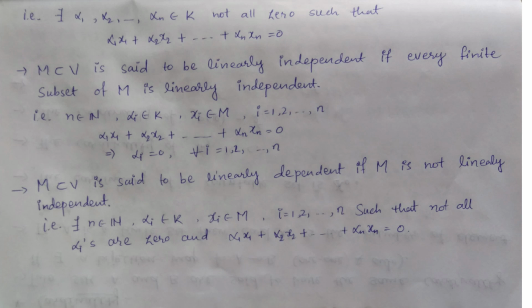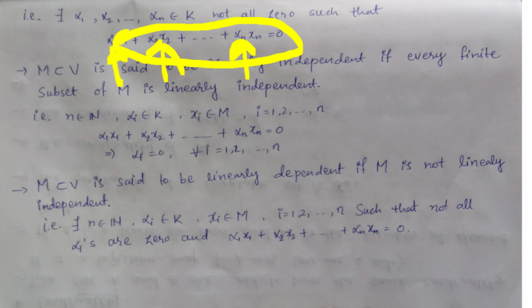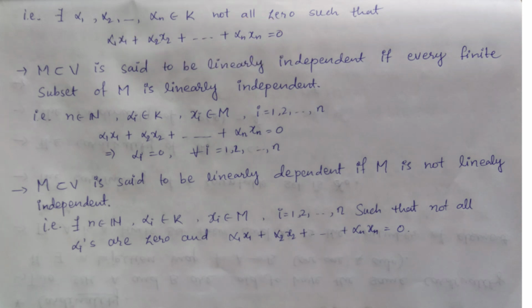For linearly dependent, you can also say that there exist α1, α2, up to αn belonging to the field K, not all 0, such that this linear combination gives 0. It means that in this linear combination, any one α is not 0, that is, has some value different from 0. In this case I say that x1, x2, up to xn are linearly dependent vectors.